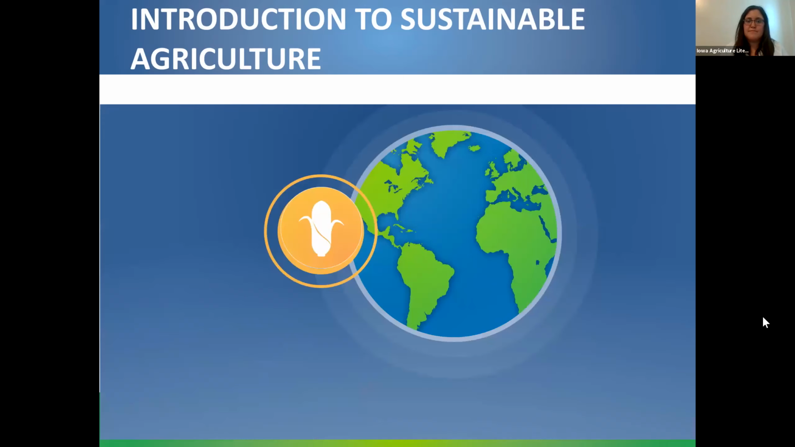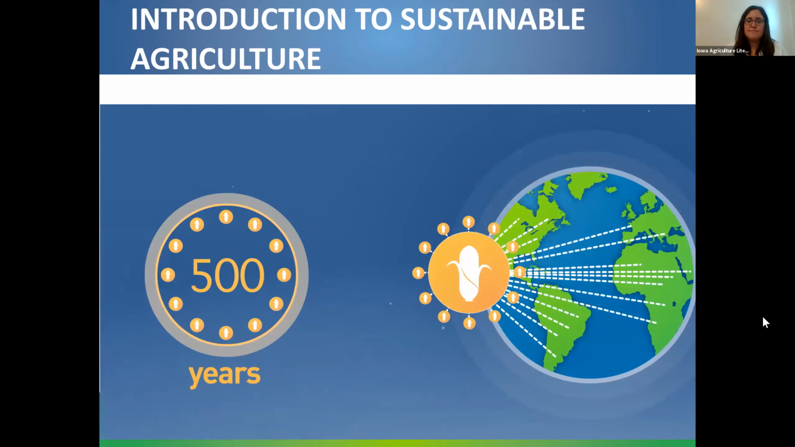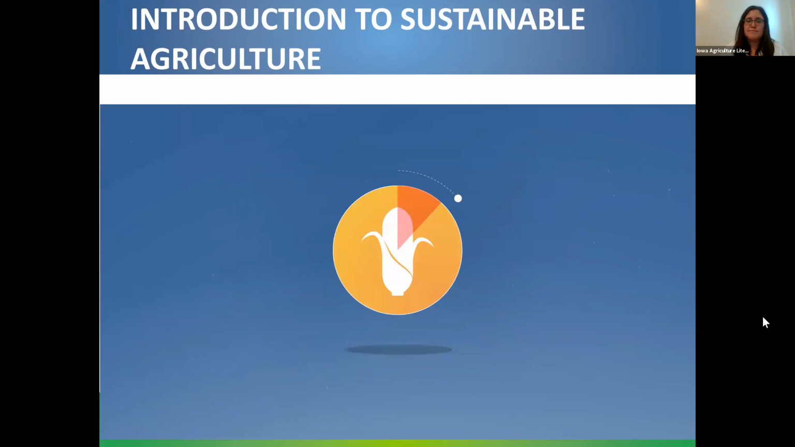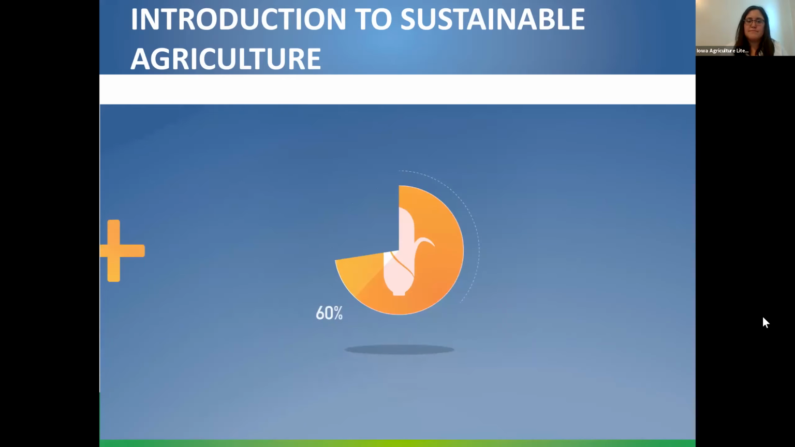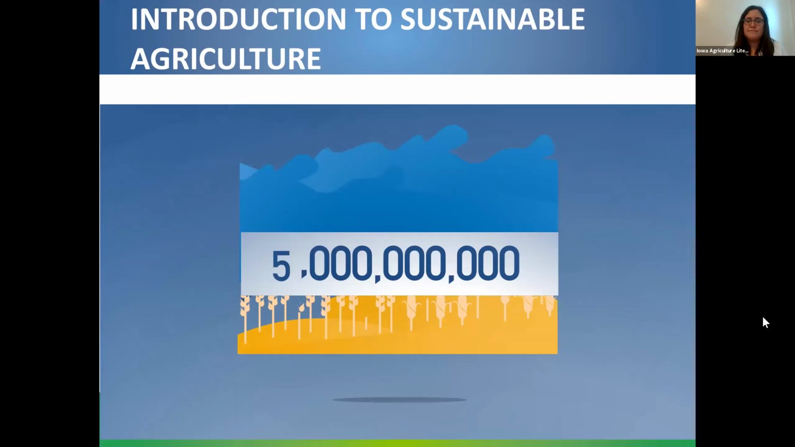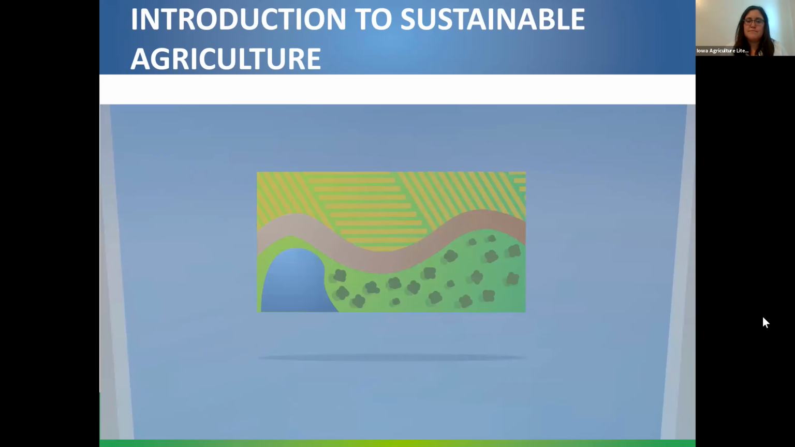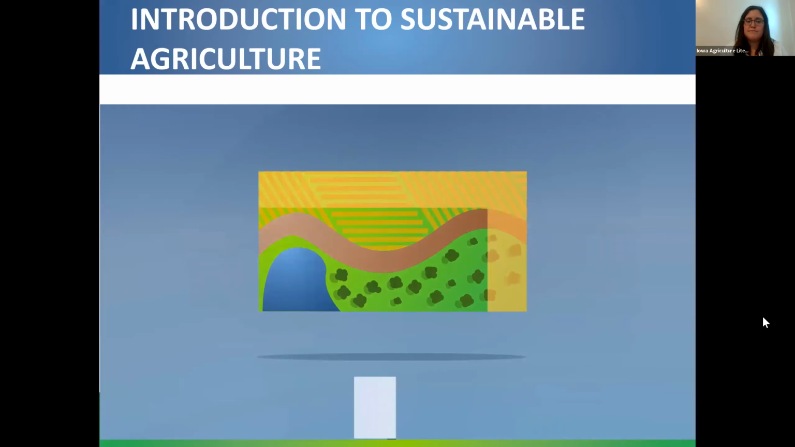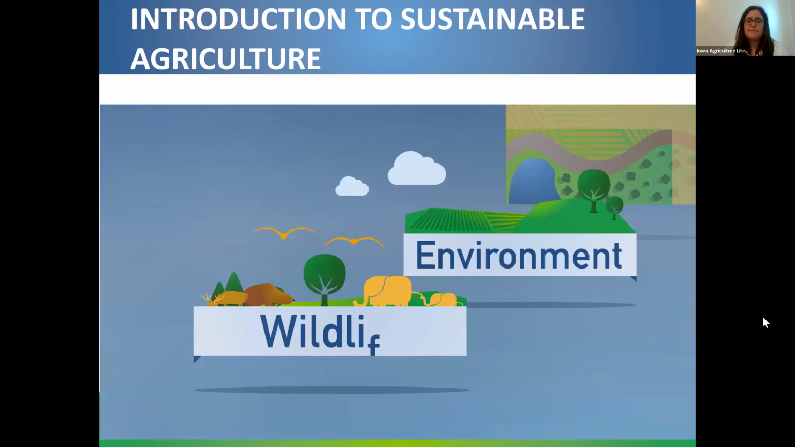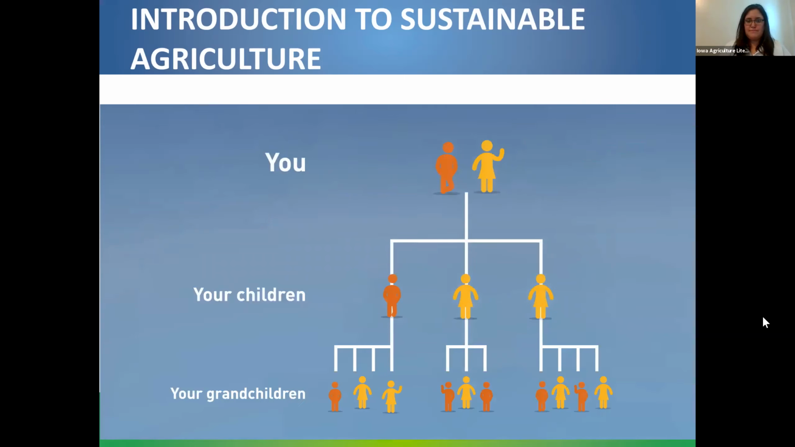This growing population will eat the equivalent to all of the food grown in the last 500 years put together. That's over 60% more than we grow today. 1 billion tons more cereal and 50% more fresh water every year. This extra food has to be grown on less land, in a way that protects the environment and animals, while making sure there's enough food for generations to come.